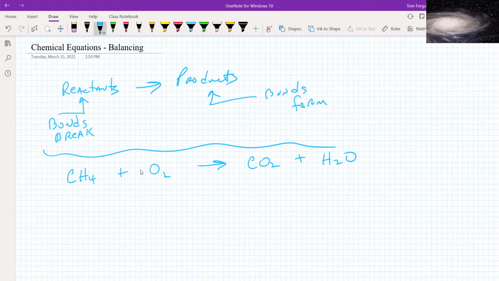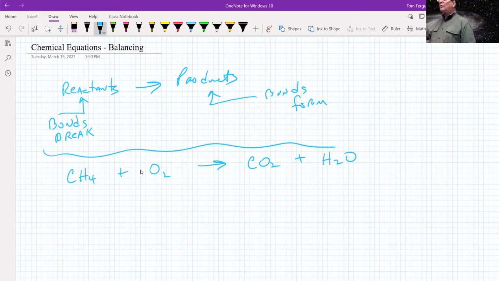Okay, so we're going to take methane, which is the main gas. We have a gas stove at home. There's a mixture of gases, but methane is the main one. When I add some oxygen gas to it, I'm going to create carbon dioxide and water. Now we have to assume this equation is unbalanced. So we always check to see if it's balanced. If it's not, we balance it.